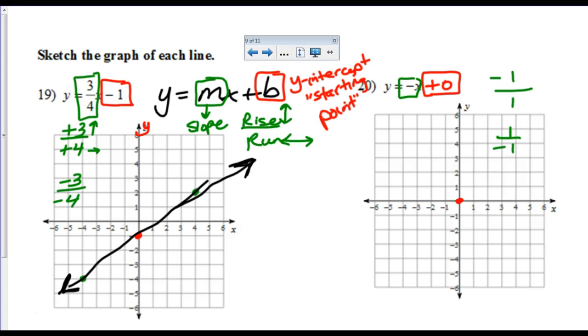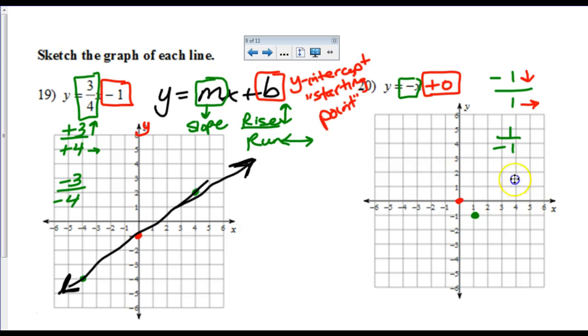So you have to choose which one you'd like to graph first. They can't both be negative. So I'm going to graph negative 1 over 1, which means I'm going to move down 1 unit and then right 1 unit.